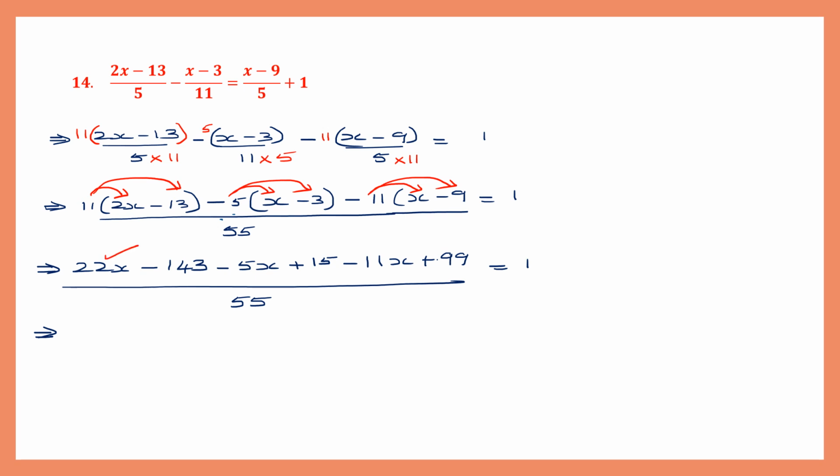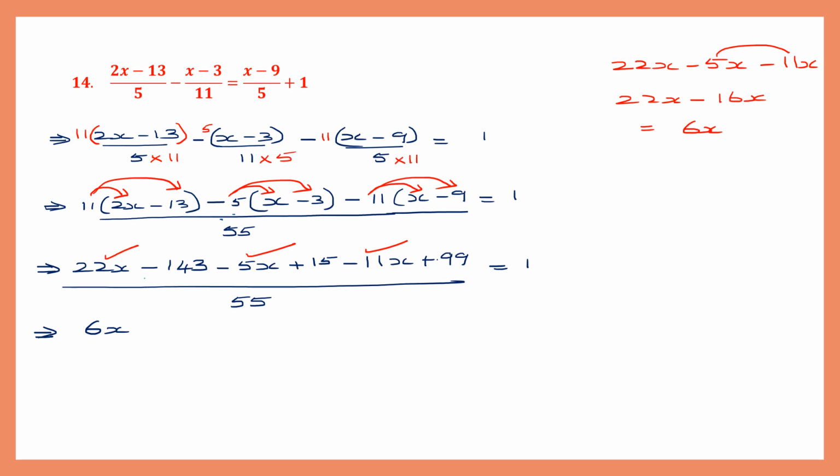So we have 22x minus 5x minus 11x. Let's write that. 22x minus 5x minus 11x. So 22x minus 5 minus 5 minus 11 is minus 16x. 22 minus 16 is 6. So this is 6x. So let's write the x term here. So 6x we have written. So we've finished with the x terms.